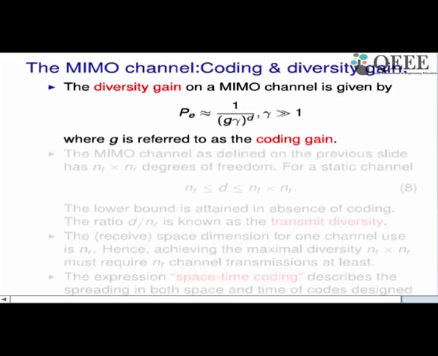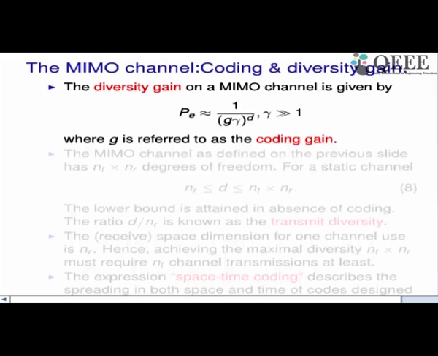In the MIMO channel, the probability of error, or general probability of error, I am not telling you how it is derived, but it can be represented as 1 by G gamma to the power D. Gamma is the average signal to noise ratio over a single channel, or the signal to noise ratio over an AWGN channel. This is the general form in which the probability of error of a MIMO channel can be written. D is called the diversity gain and G is called the coding gain.